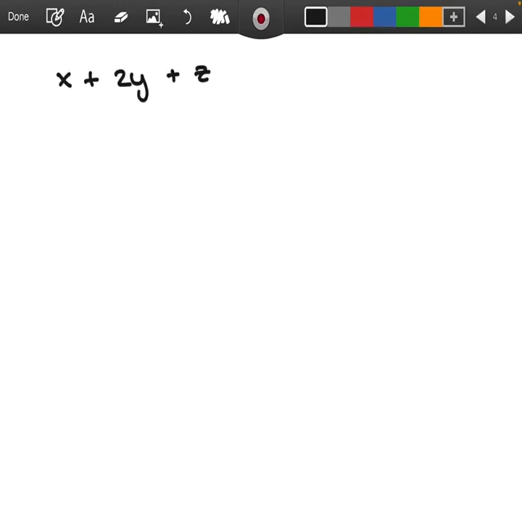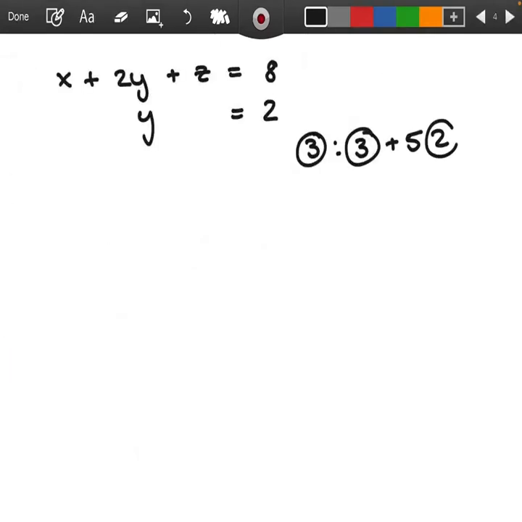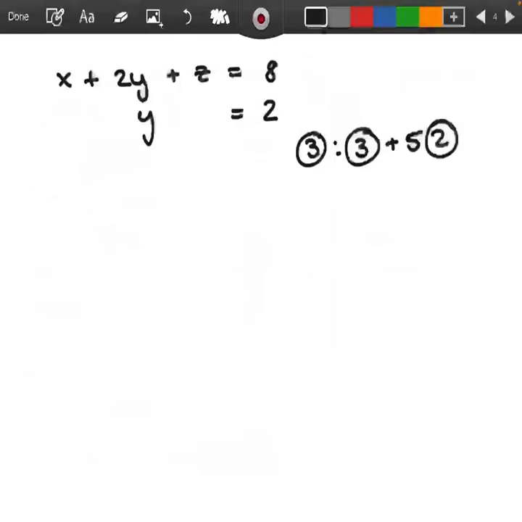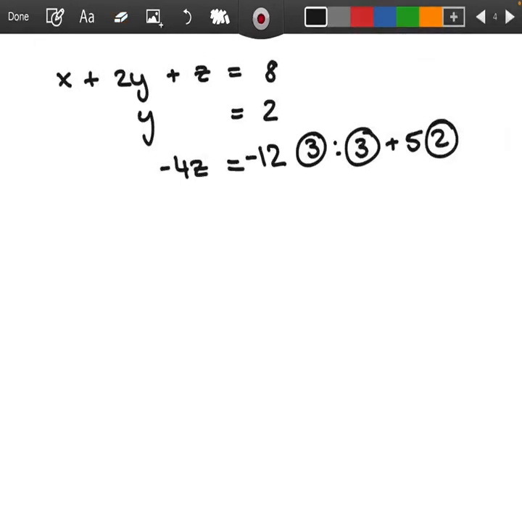So my first equation remains the same. My second equation remains the same. And now my new third equation is going to be my old third equation, and then I'm going to add 5 times my second equation. Okay. If I do that, it's going to eliminate that y term. And then I'm going to get negative 4z plus 5 times nothing. So that's going to still end up at negative 4z. And then my constant is going to be negative 22 plus 5 times 2, which gives me negative 12. Okay.